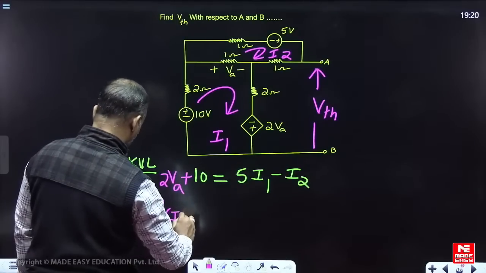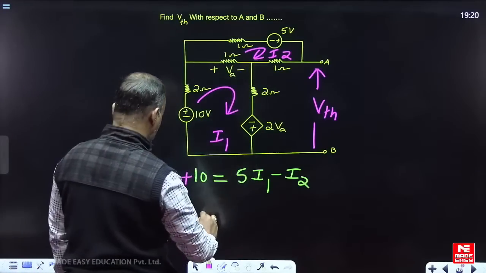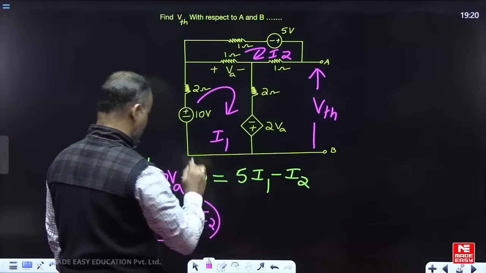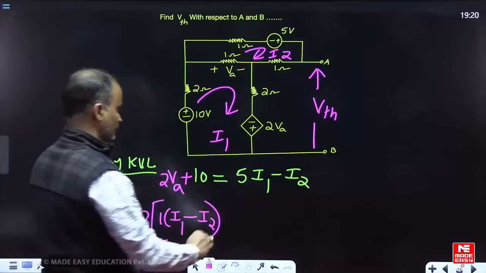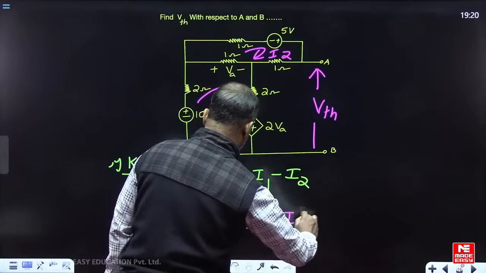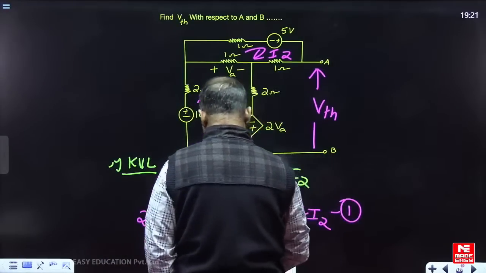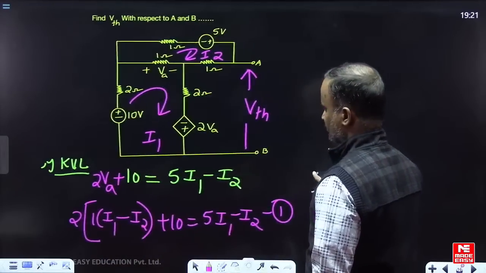So I can write 1 into I1 minus. Why minus? I2 is entering at the negative terminal, so minus I2. Now plus 10 equal to 5I1 minus I2. Rearrange this and we will get the equation in terms of I1 and I2.